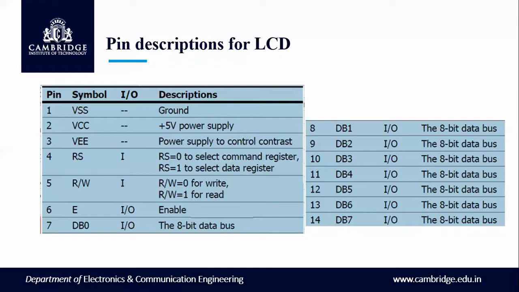So these are the 14 pins, very simple. 3 pins are used for power supply, 3 pins for the control signals, and D0 to D7 act as IO pins, that is, input and output data pins. So these things we need to remember.